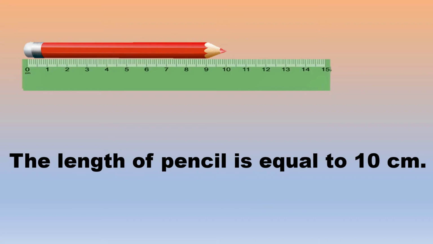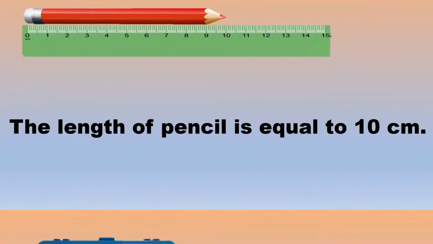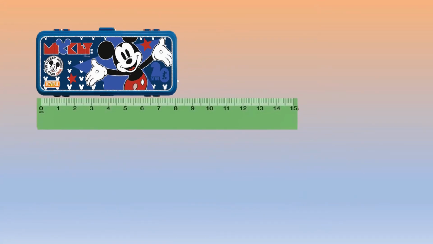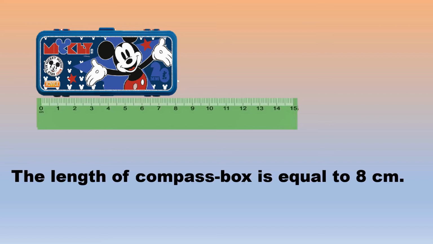Let's see one more example. Now student, in this example, we have to measure the length of the compass box using a ruler. Again you have to take care that one end of the compass box should be at 0 of the ruler. Now look at the other end of the compass box. Can you tell me which number is beside it? Yes, 8 centimeter. So the length of the compass box is equal to 8 centimeter.